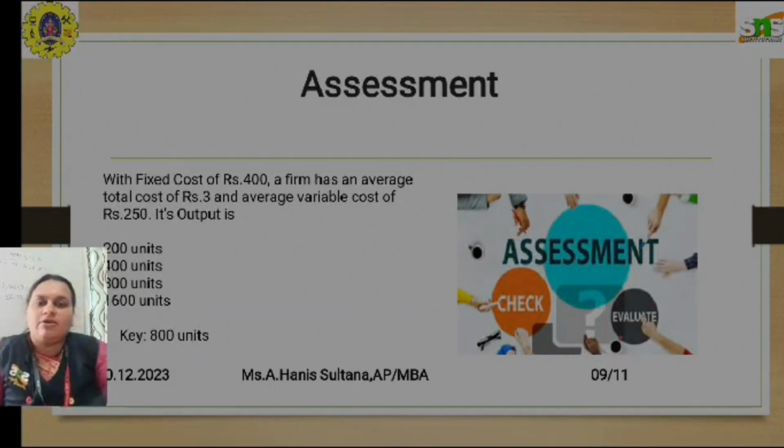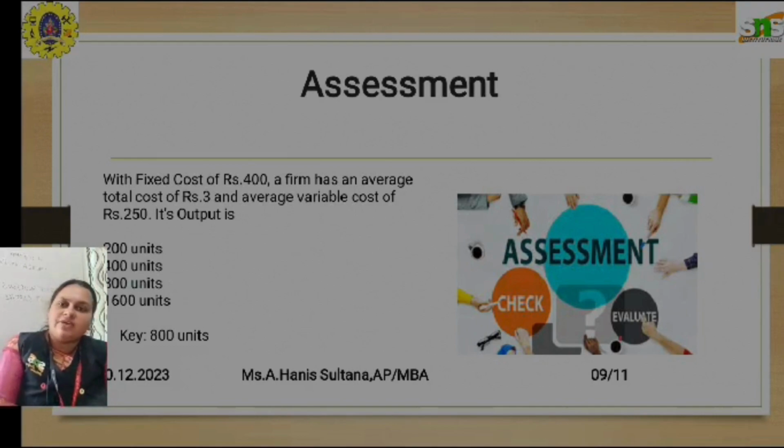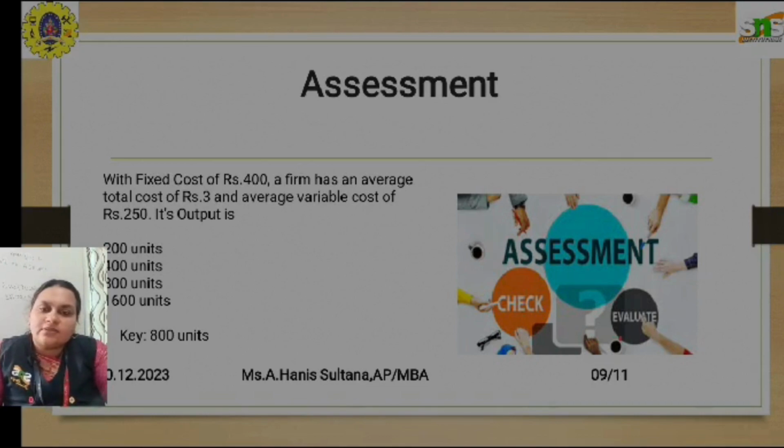Here is the assessment: with the fixed cost of rupees 400, the firm has an average total cost of rupees 3 and average variable cost of rupees 250. So we have to determine the output. If the fixed cost, average total cost and average variable cost are given, how will you calculate the number of units? Here the output is 800 units.